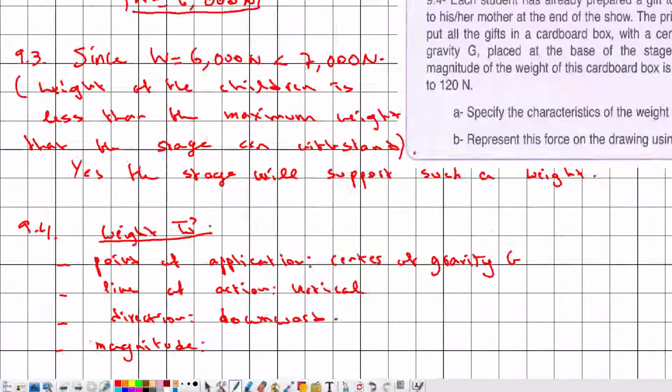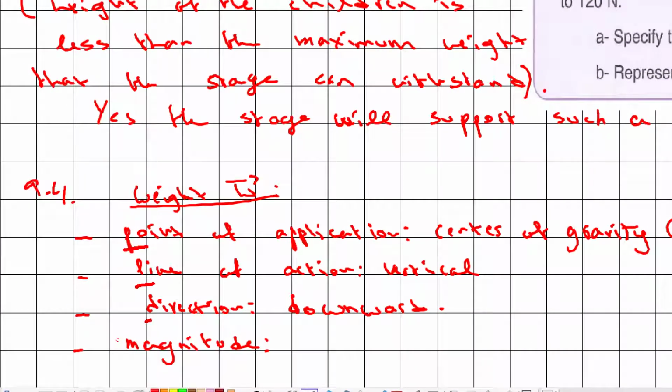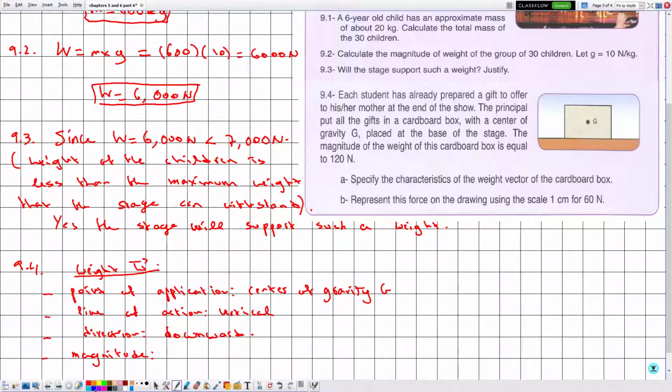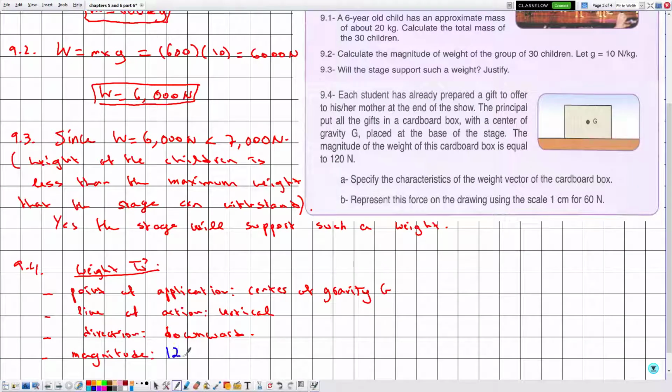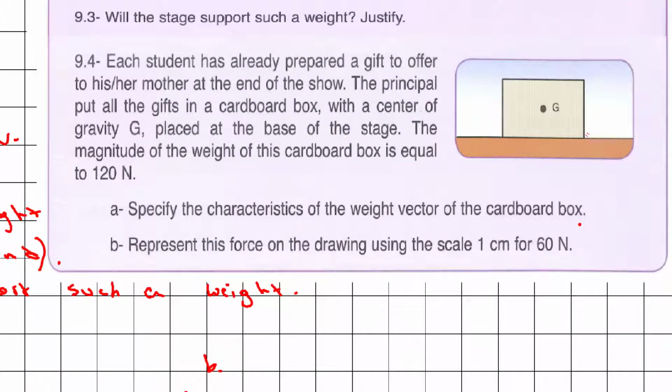And notice that I have listed them in the following order, which is given by the builder. Now the magnitude will differ from one object to the other, and here they told me that the weight of this cardboard box is 120 newtons. So now as for 9.5, they are telling me, part B, represent this force on the drawing using the scale 1 centimeter for 60 newtons. And by represent, it means that we need to draw.